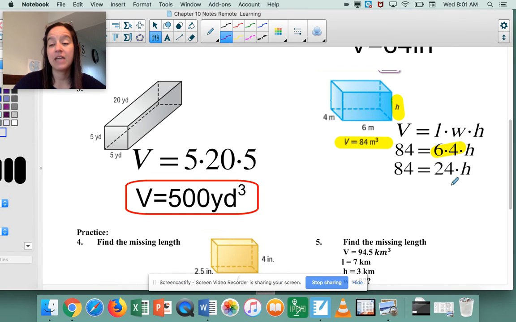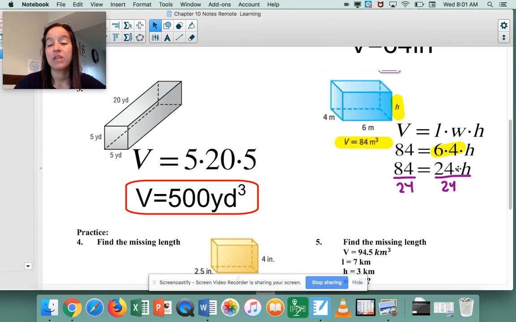And what I'm going to end up doing is dividing both sides by 24. So I'm dividing both sides by 24. And when I divide both sides by 24, this side is just left with an h. This side is left with my answer of 3.5. And so I get an answer of 3.5 equals h.